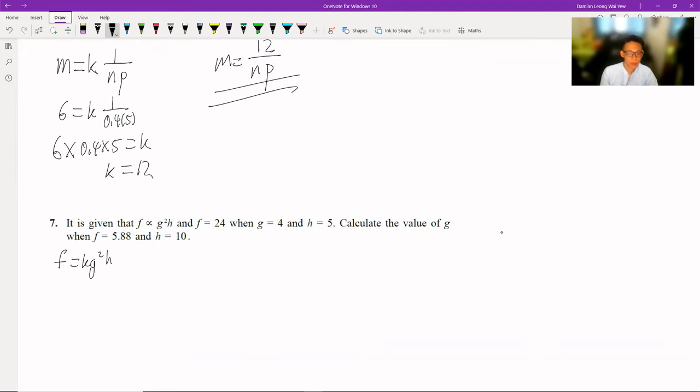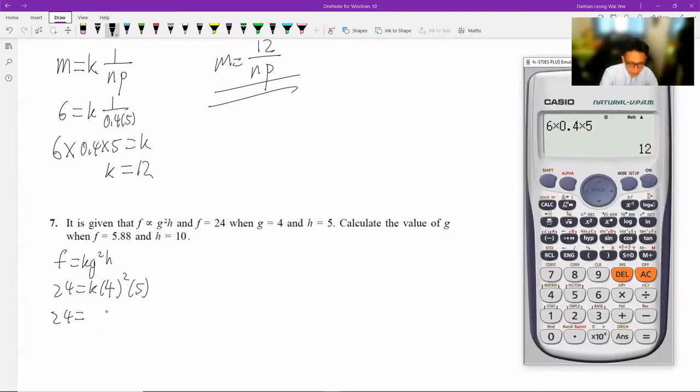So let's try the first part here. Substitute inside: F is 24, K remains, G is 4, so 4 squared, H is 5, so 5. Okay, so let's say I times first. 4 squared times 5. Okay, let's calculate.